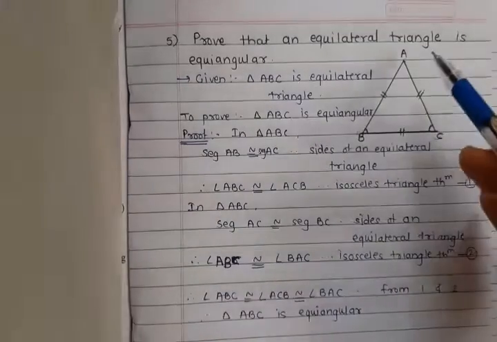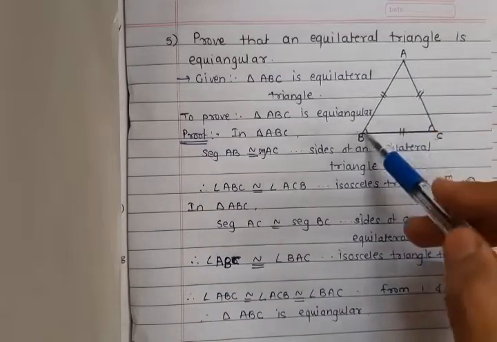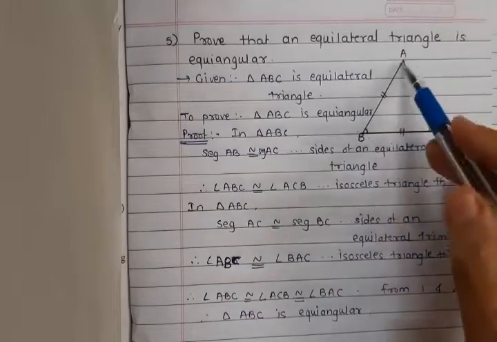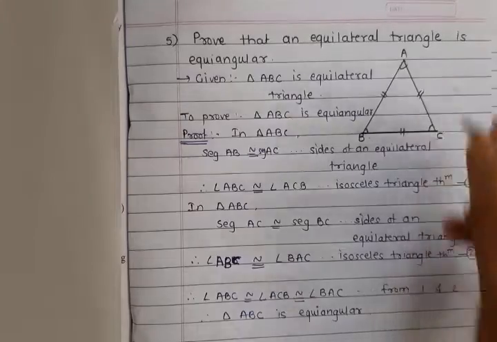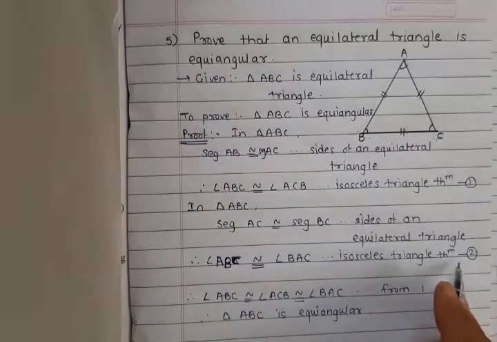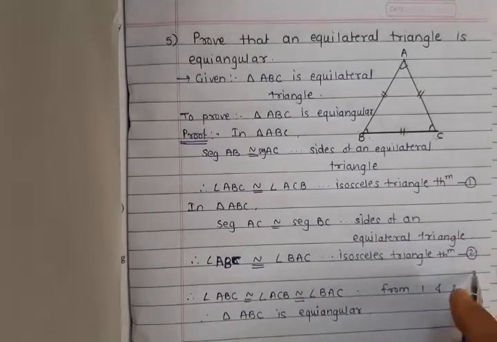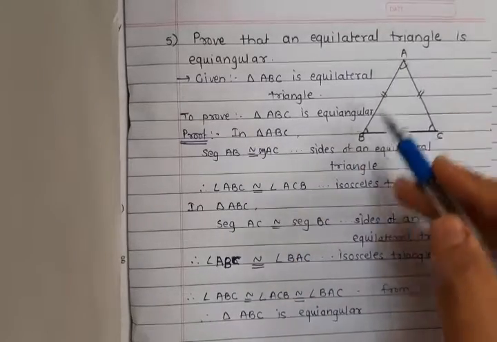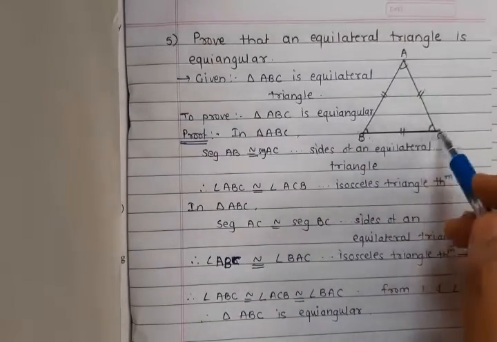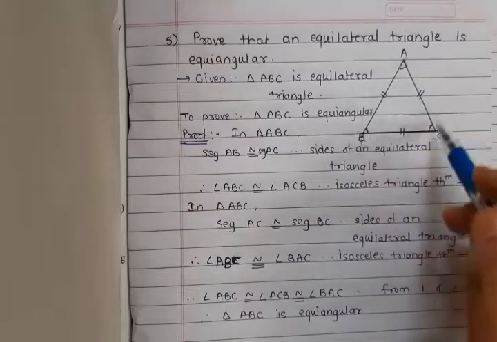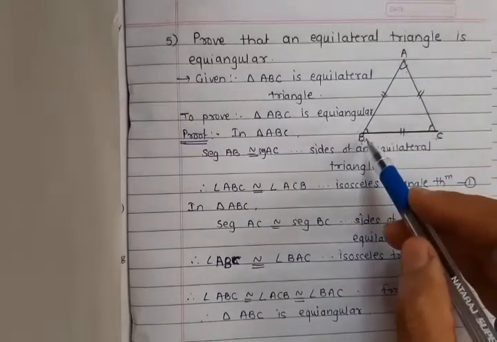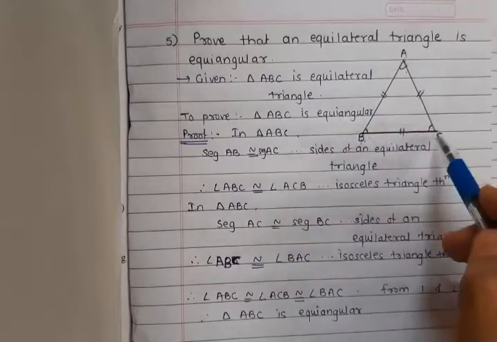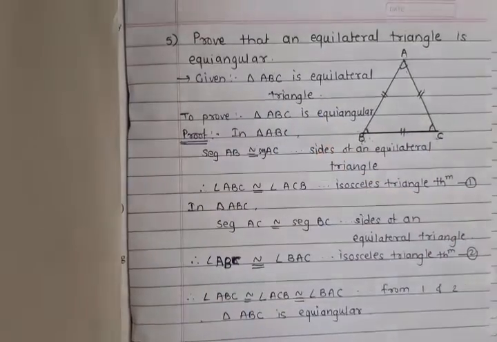So we can say that angle ABC is congruent to angle BAC, according to the isosceles triangle theorem. That means from 1 and 2 we can mention that angle ABC is congruent to angle ACB is congruent to angle BAC. So here all three angles are equal, so we can say that this triangle ABC is equiangular. Okay, understood all? Now we'll discuss one more example.